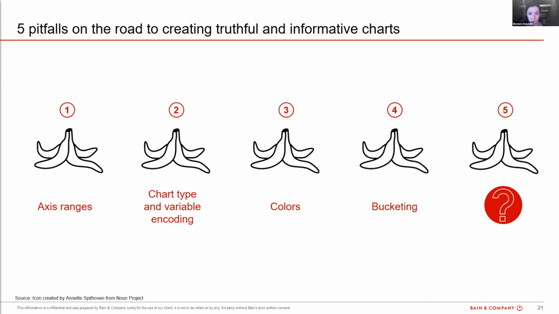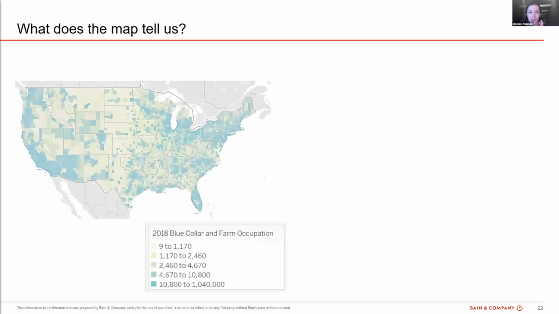And then the final one. Here I have a map showing the number of blue collar and farm workers for different counties in the United States. This is the default Tableau data layer. I have not manipulated anything myself. What does this map tell us? Any findings, like if we wanted to analyze where blue collar and farm workers are located in the US, what conclusions would we draw?